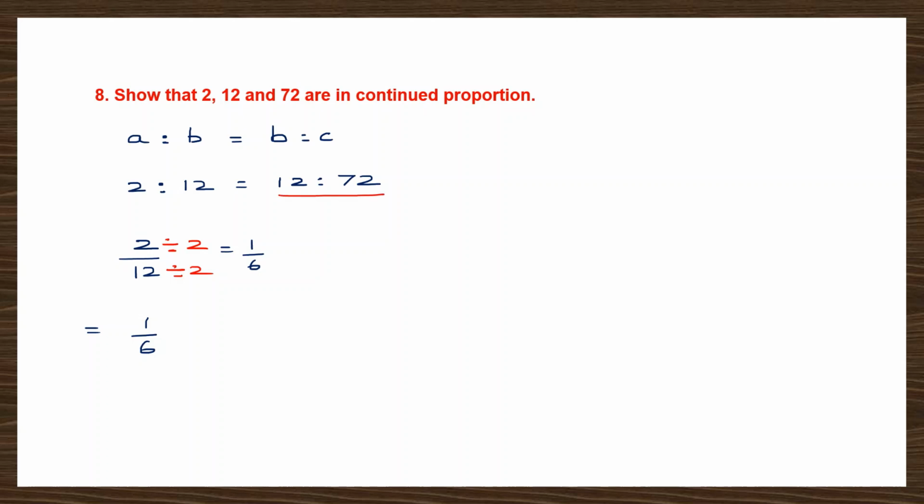Let's simplify 12 by 72. Reduce to the lowest term by dividing with a common factor. It's divisible by 2, 3, 4, 6. It's also divisible by 12, which is the highest common factor. So let's divide it by 12 and see what we get. 12 ones are 12 and 12 sixes are 72. So as you can see, the left hand side is equal to the right hand side. That means these 3 numbers, 2, 12 and 72, are in continued proportion.